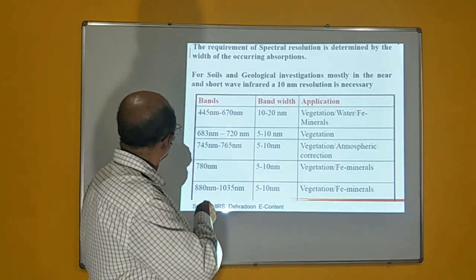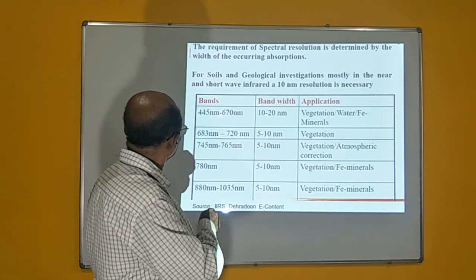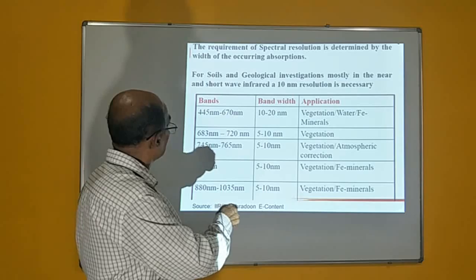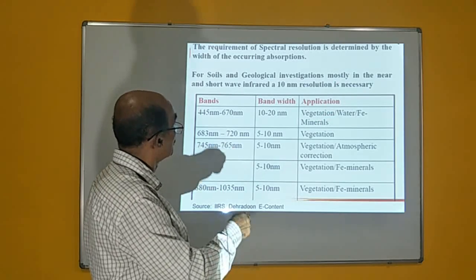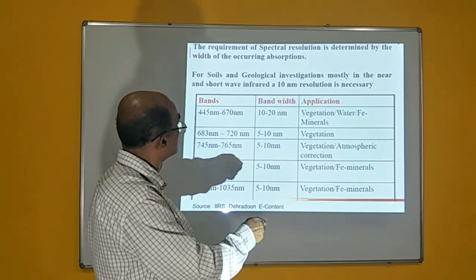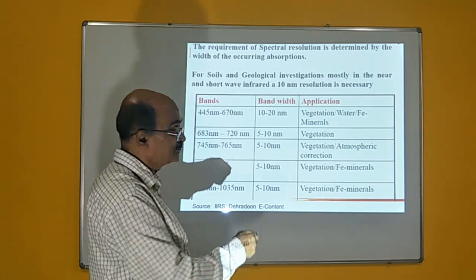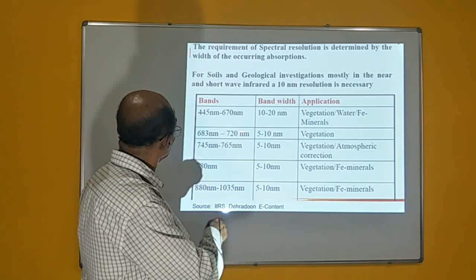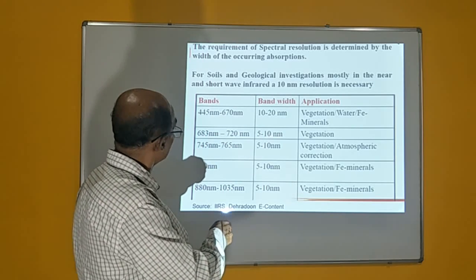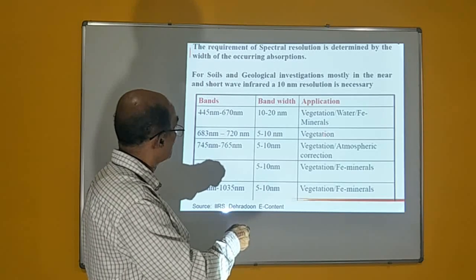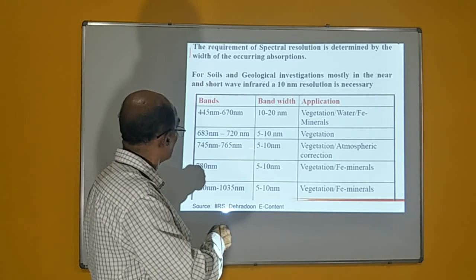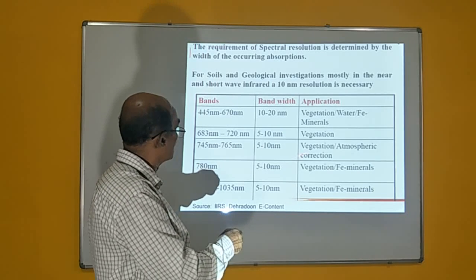For example, if you have the band 445 nanometer to 620 nanometer, with this much bandwidth you can differentiate for what applications we can make use of. For vegetation differentiation, water, and if there are ferrous-rich minerals, yes, that can be differentiated. Then 683 nanometer to 720 nanometer, and the bandwidth is again 5 to 10. You can differentiate the vegetation, and 745 nanometer to 765, then the band interval is 5 to 10 nanometer.